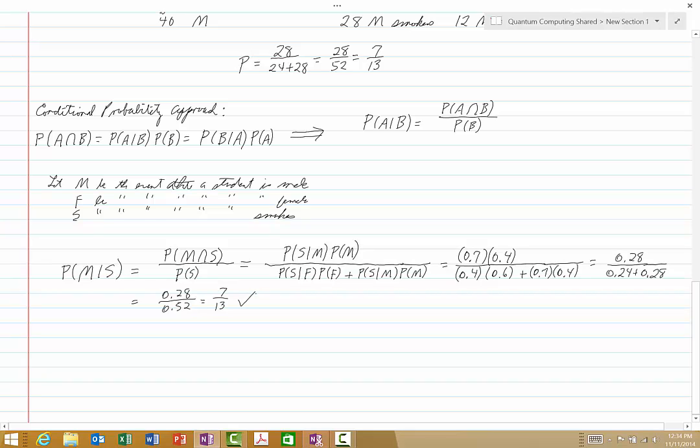But in this case, we used conditional probabilities. So that's a brief review of conditional probabilities, and it's actually a little more in-depth view than what we said before in one of our earlier lectures.